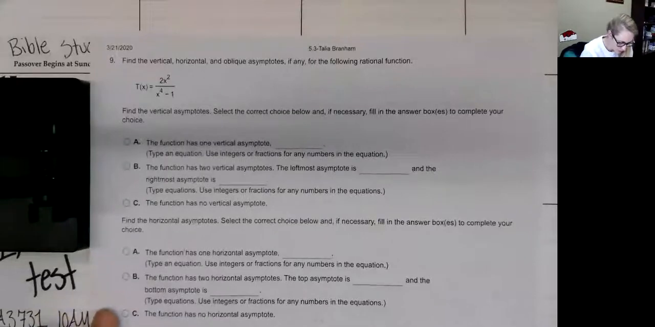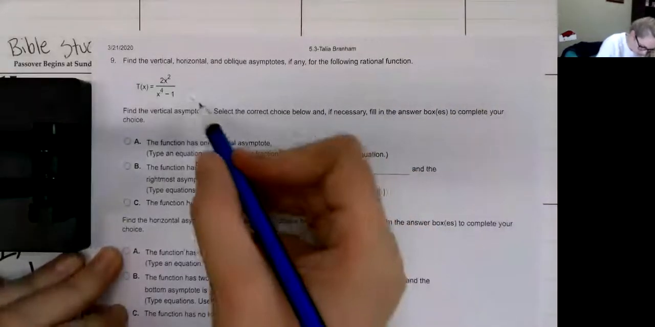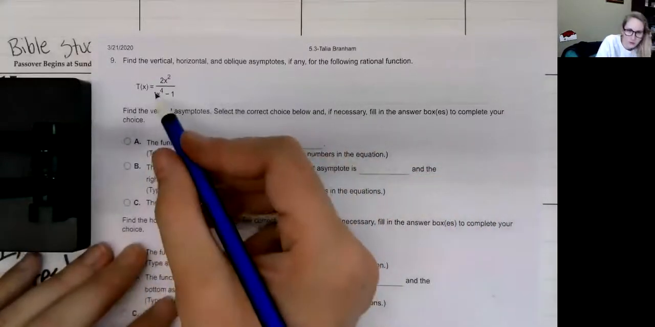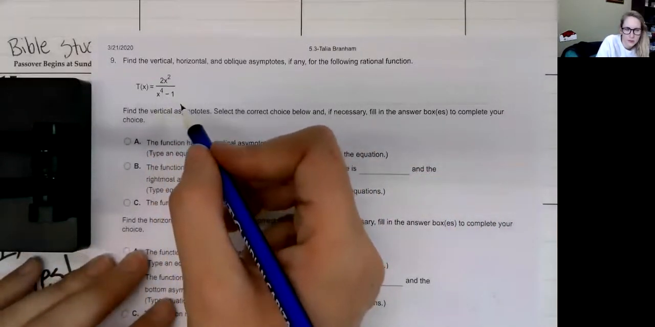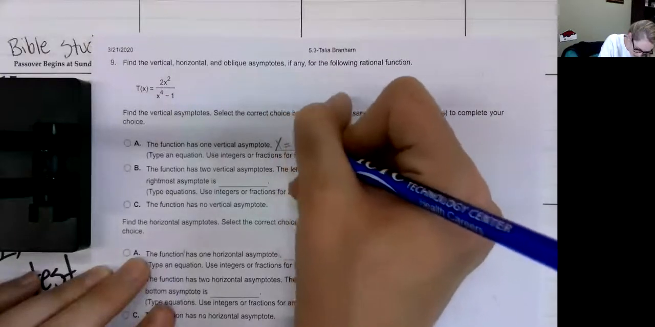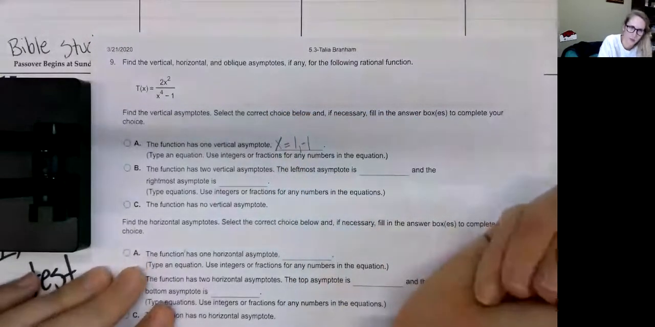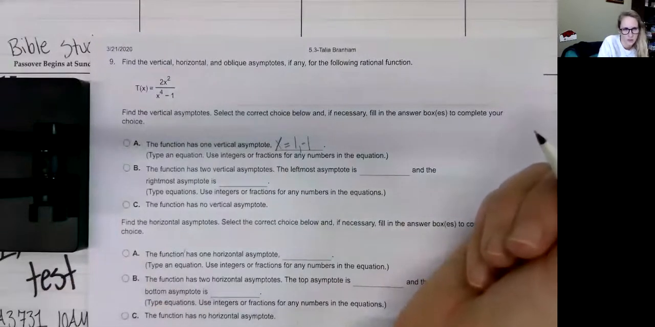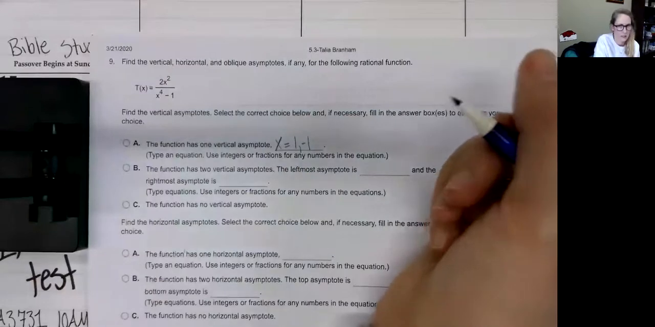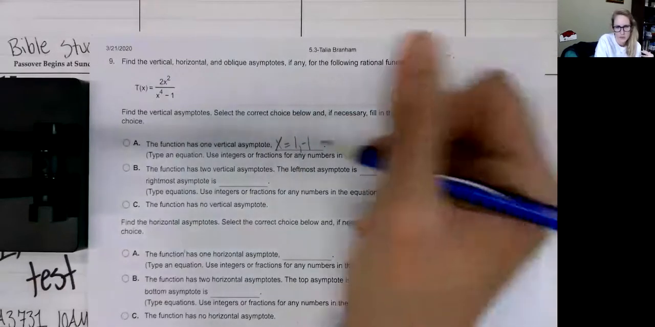Find the vertical, horizontal, and oblique asymptotes, if any, for the following rational function. So x to the 4th subtract 1. Set that equal to 0. On this it's an even exponent, so x equals 1 and -1, because 1 to the 4th power is still 1. -1 to the 4th power, a negative times a negative is positive. So both of those will be vertical asymptotes.